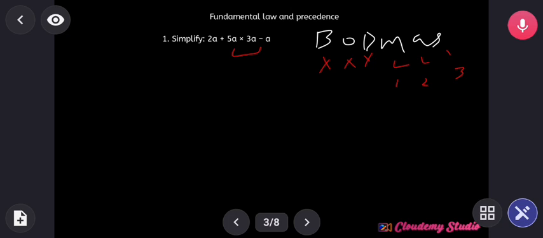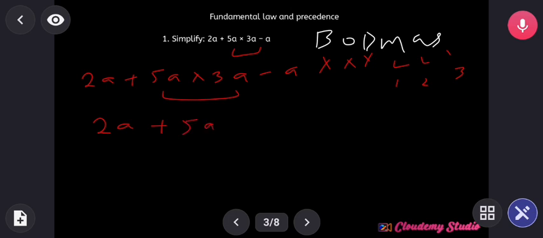Now, this 2a plus 5a multiplied by 3a minus a. 5a times 3a will give us 15a squared. That is 2a plus 15a squared minus a, right? What is the next thing? The next thing is addition.